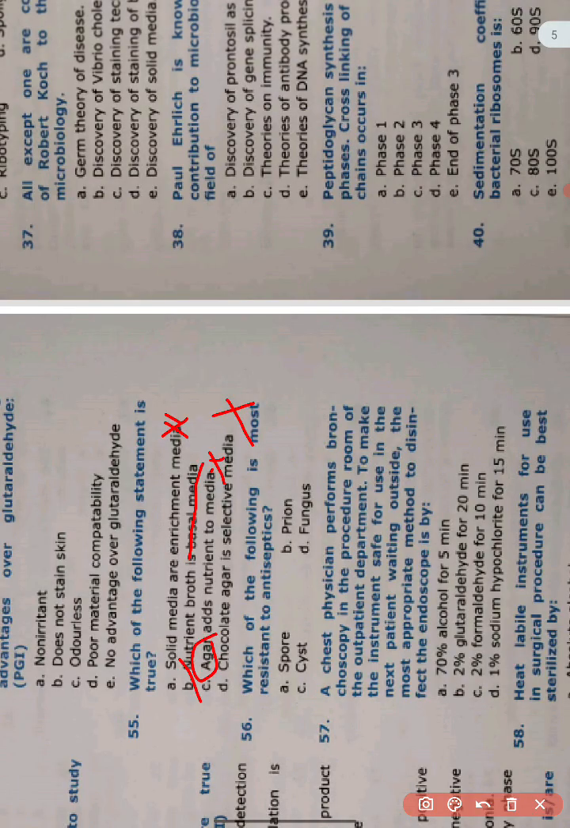Which of the following is most resistant to antiseptics? Prions. Prions is the right answer. Prions are most resistant to antiseptics. Least resistant is enveloped viruses.